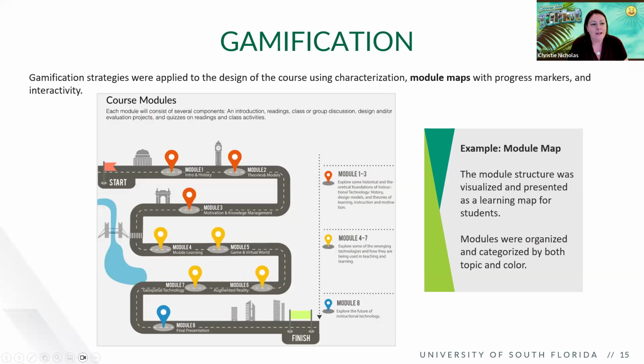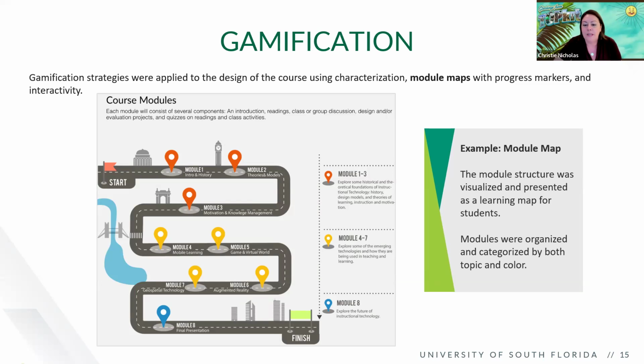All right, and then another strategy we used was a module map. This page is from the very beginning of the course. It was on a course overview page that we designed, and basically serves as a holistic guide for students. Where are we headed? How many modules are in the course? It shows them in relation to the topics, and how the course is actually structured for students.